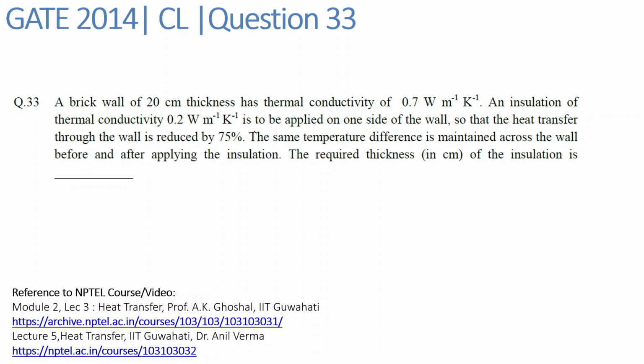So here initially we have been given a brick wall, and later we are insulating the brick wall from one side, keeping the temperature difference in both the cases the same. So we have to find the thickness of the insulation such that the heat transfer of the wall is reduced by 75%.